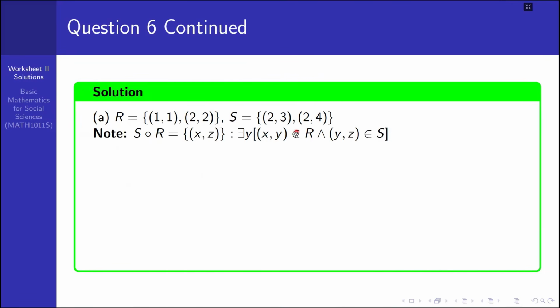By definition, S composed of R means that xz could be an element of S composed of R if there is a y such that the ordered pair xy is an element of R and yz is an element of S. So S composed of R means R maps x to y, and S takes y and maps it to z, so that xz is one of the possible elements of S composed of R. By the way, the bracket should have been closed here.